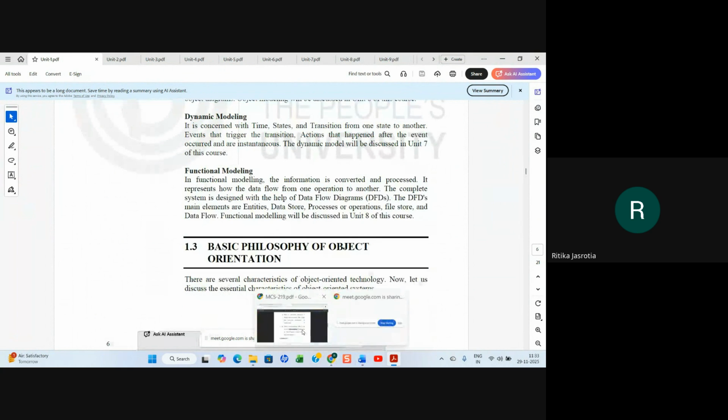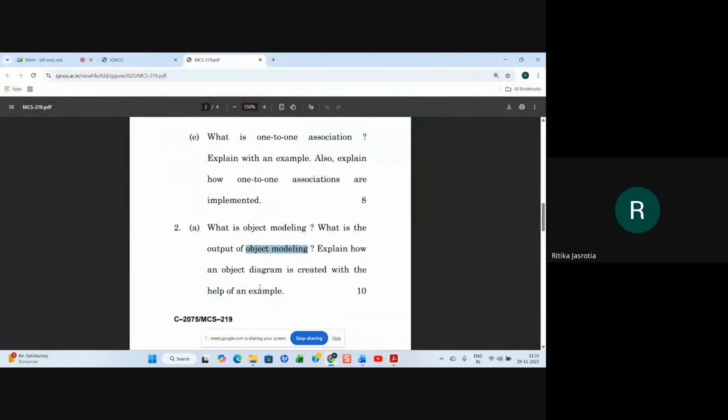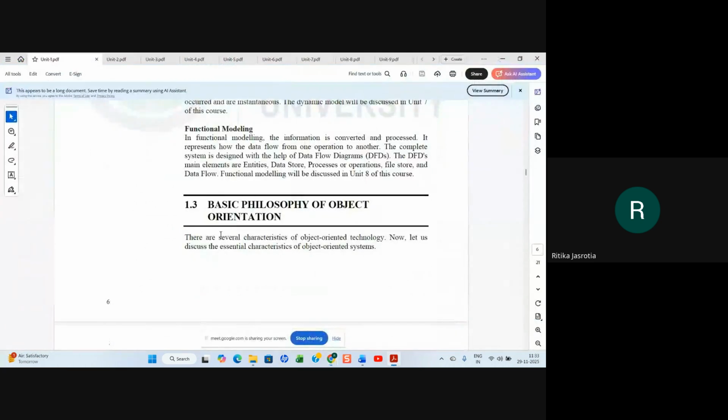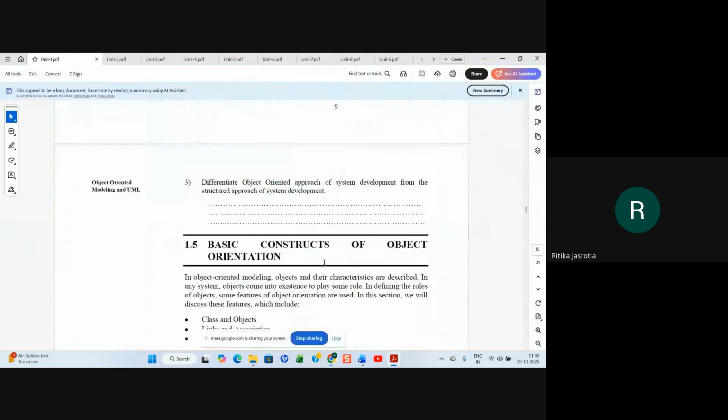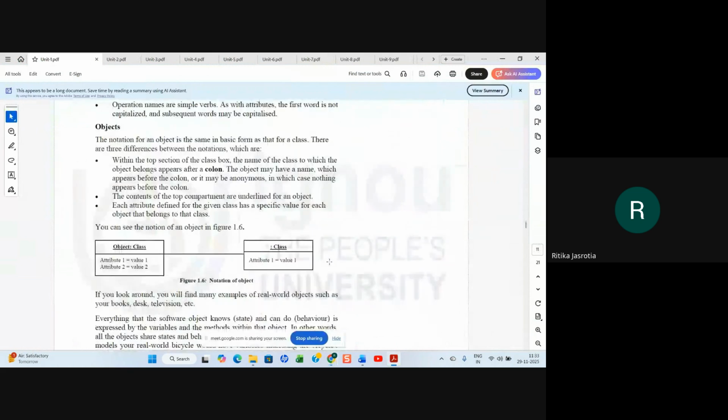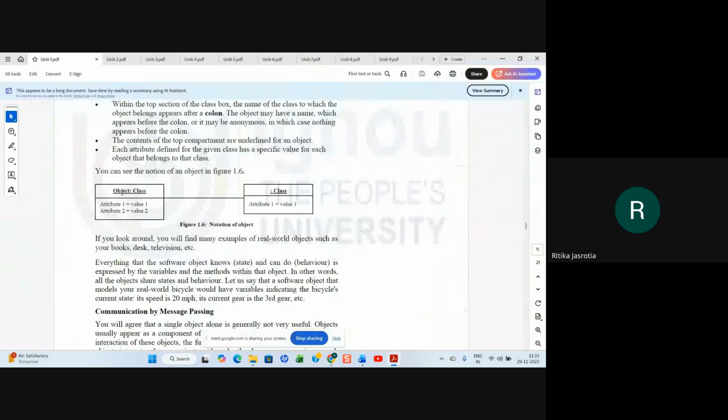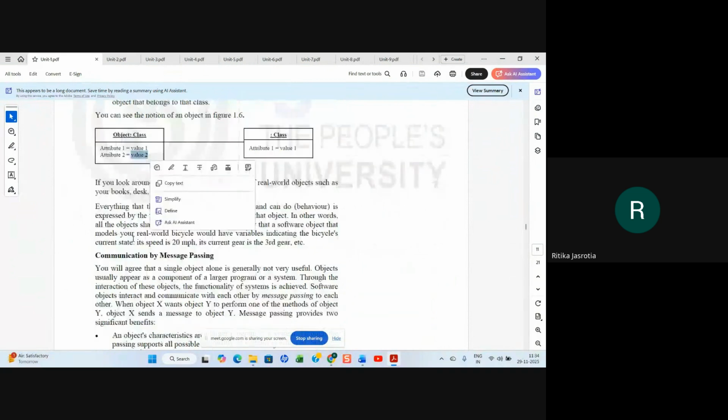Right, so this is there. And then they are asking, explain how an object diagram is created with the help of an example. So an object diagram is simply a class diagram, like here, this way: object colon class. The value of that object will be given here. Like if it is a car class, the car example will be Maruti or whatever, and whatever attributes you have given in the class, you will assign values to those attributes. That will be an object diagram.